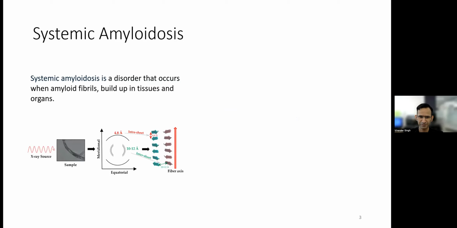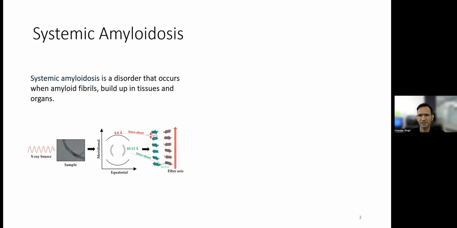So what is systemic amyloidosis? It is a disorder that occurs when there is buildup of amyloid fibrils in different tissues and organs, mostly linked with systemic circulation. As we know, these amyloid fibrils are formed from well-ordered or intrinsically disordered proteins, and under X-ray they show a particular pattern, which is the cross-beta pattern with an intra-sheet distance of 4.8 angstrom and an intersheet distance of 10 to 12 angstrom.